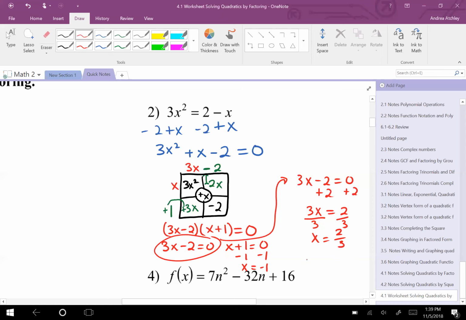So the solutions are negative 1 and 2 over 3.